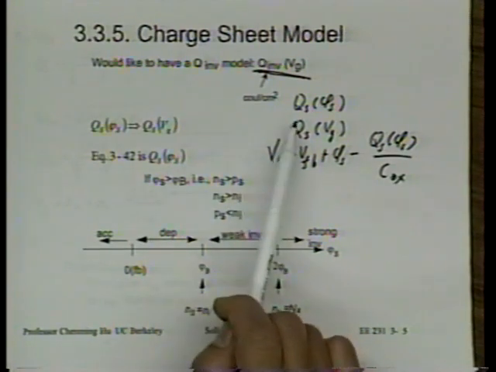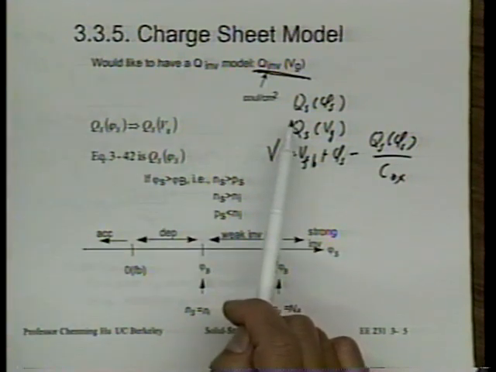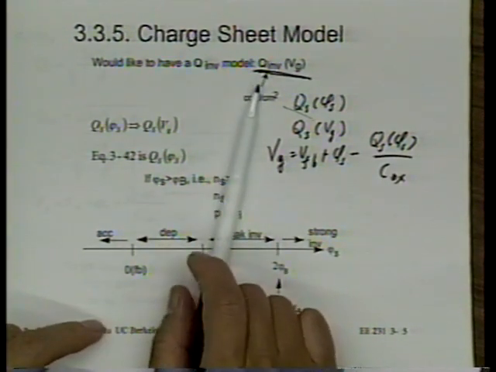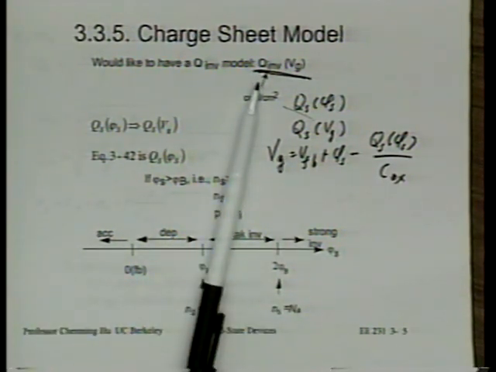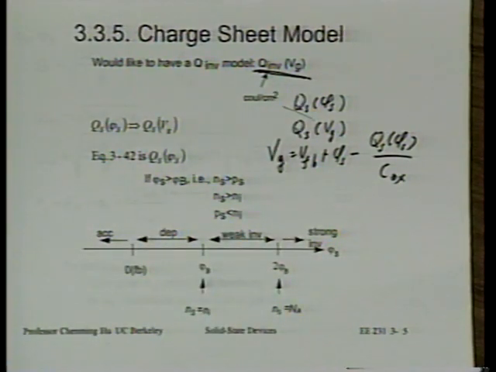Now, among the three components, Q accumulation, Q depletion, and Q inversion, Q inversion is by far the most important component to us because transistor operation is all based on Q inversion. We don't care too much how much charge is in the accumulation layer given VG or in the depletion layer. We very much care about knowing how much charge is in the inversion layer. So we want to know Q inversion as a function of VG, if possible. So this section gives us a chance of looking at how we can try to get there.